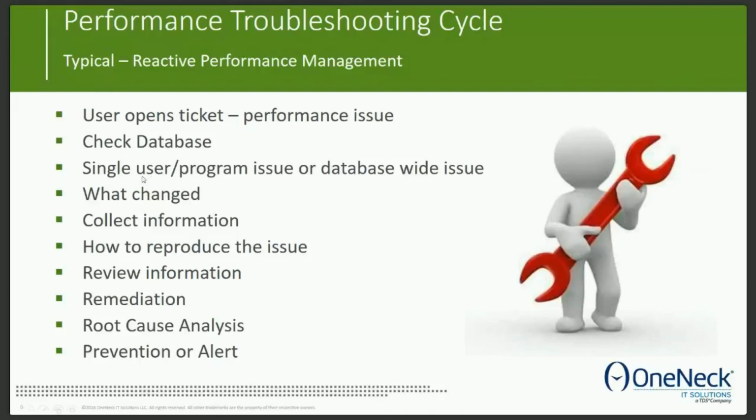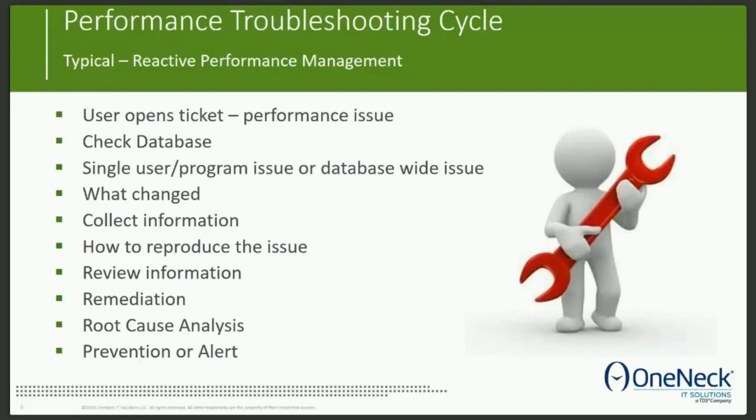So the usual steps that happen: the user has a problem and opens a ticket that there is a performance problem somewhere. Then you as a DBA check the database, make sure things are okay. You don't see a database-wide problem, maybe a lock in the database. Then you need to figure out whether this problem is a single user problem, a single program problem, a single location problem, or a location-wide or database-wide issue.